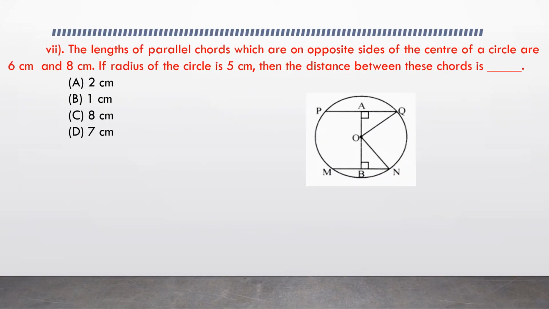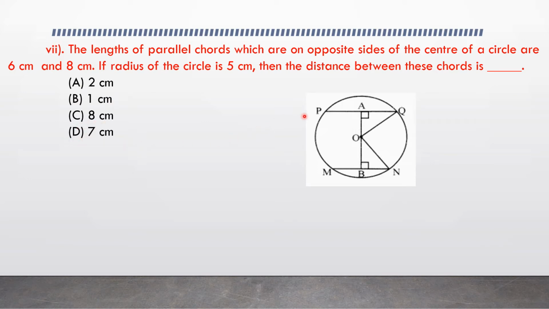Here, question number 7. The length of parallel chords which are on opposite sides of the center of a circle are 6 centimeter and 8 centimeter. If radius of the circle is 5 centimeter, then the distance between these chords is dash. Options are given. A is 2 centimeter, B is 1 centimeter, C is 8 centimeter, and D is 7 centimeter.